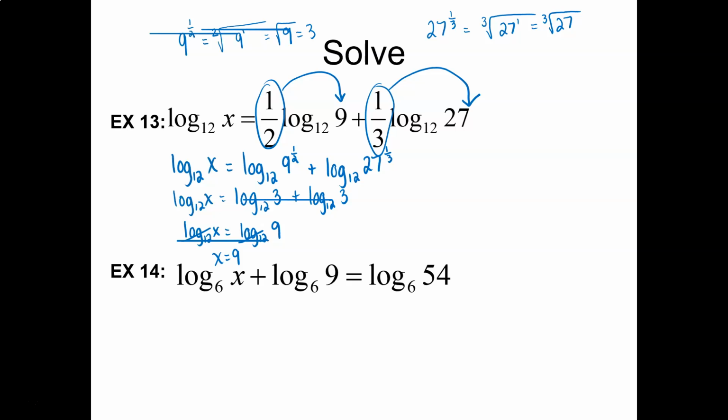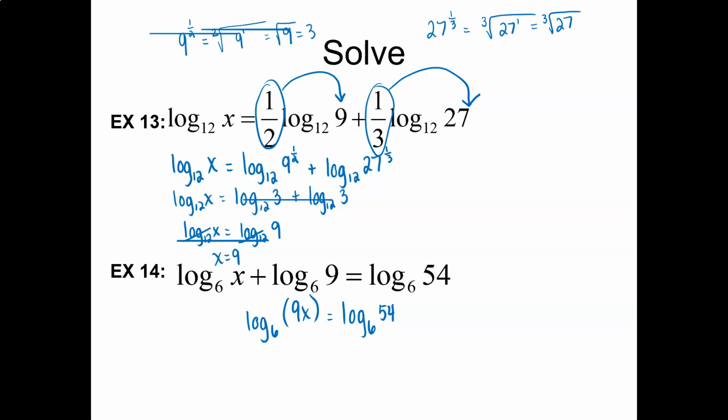All right, our very last one here, I think it's actually probably a little bit easier than 13 because it doesn't have any of those roots. So here, we need to combine these. We got a plus sign. That's just going to be log base 6 of 9 times x equals log base 6 of 54.